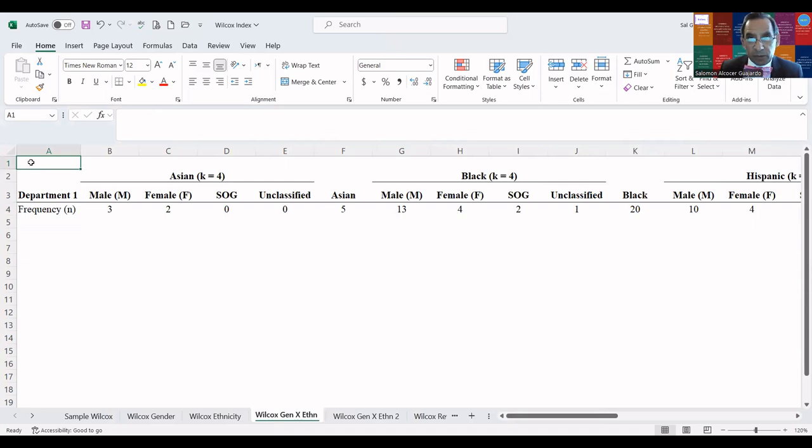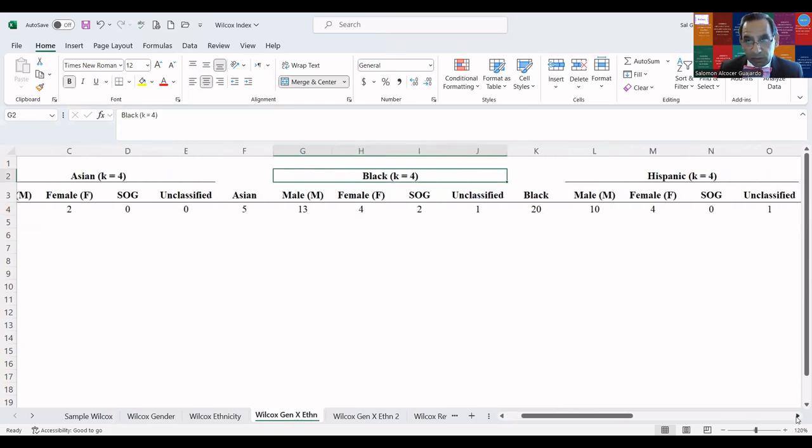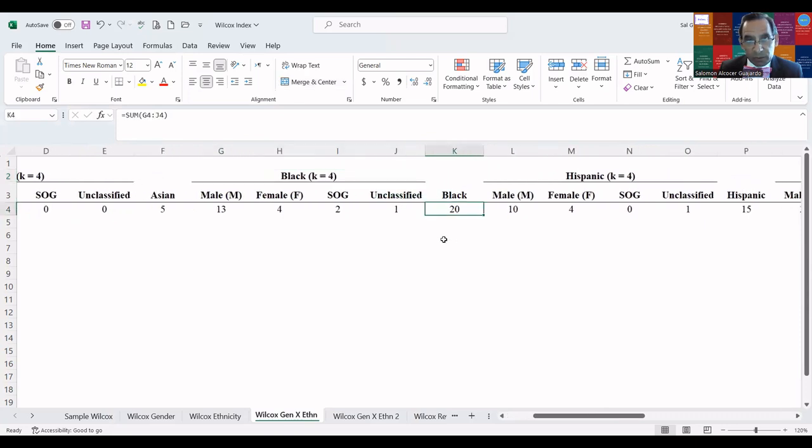Again, for consistency with the previous episodes, I have the workforce classified by their ethnicity and gender. Again, the Asian workforce consists of 5 individuals. Of those 5 individuals, 3 are male, 2 are female, 0 are under some other gender group, 0 under unclassified. Again, I have the total Black workforce in the organization, which is composed of 20 individuals. Those 20 individuals are then classified by their gender. So I have 13 male, 4 female, 2 some other gender, 1 unclassified.